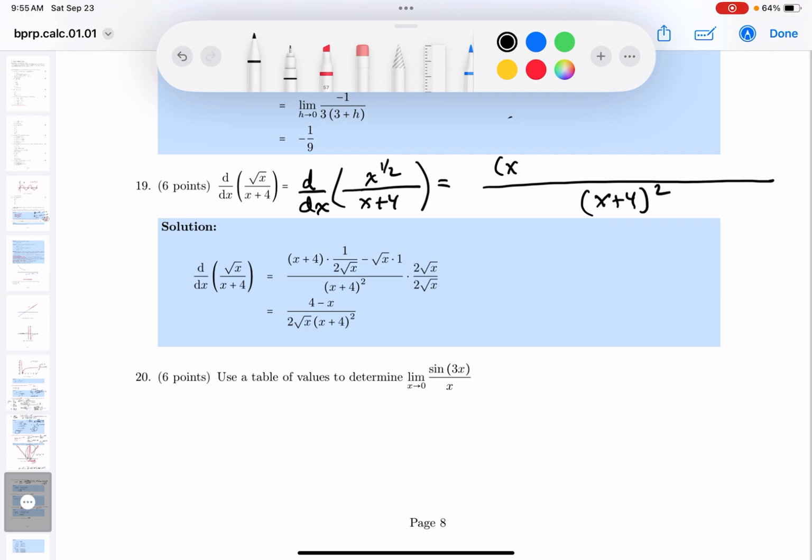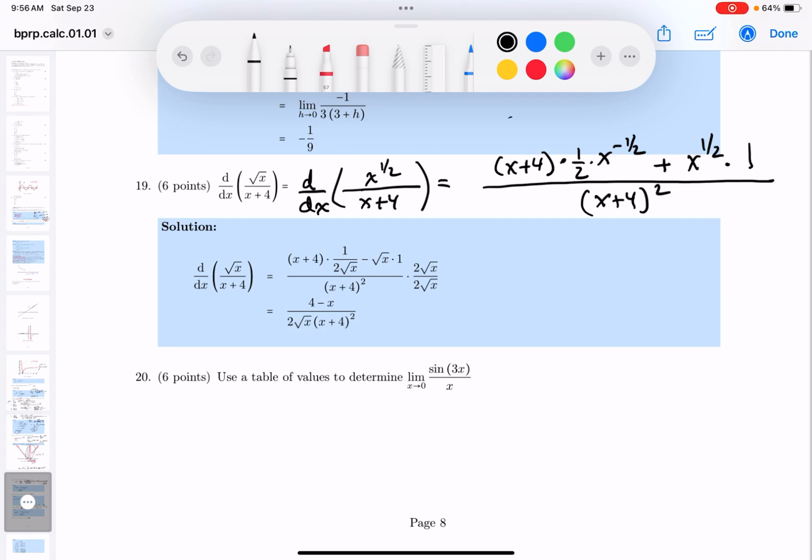Bring x plus 4 to the top and leave it alone, times the derivative of the top. That's going to be 1/2 times x to the minus 1/2, plus the top, which is x to the 1/2, times the derivative of the bottom. Well, the derivative of the bottom is pretty simple, just 1.